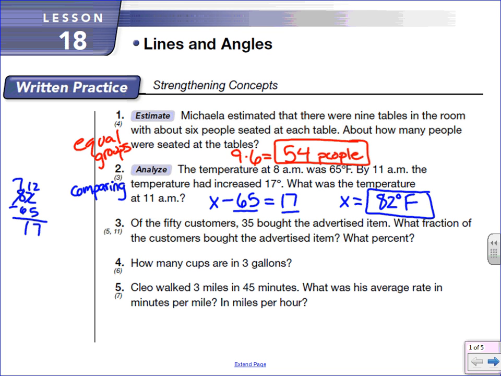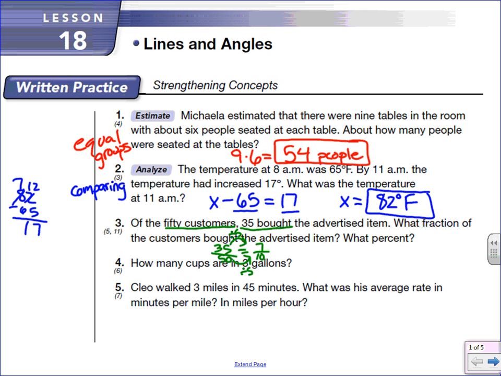Of the 50 customers, 35 bought the advertised item. What fraction of the customers bought the advertised item? So when we're talking about what fraction bought it, we take the total number who bought out of the total number of customers. So 35 out of 50, and then we reduce. Well, 5 can go into both of those. So 35 divided by 5, 50 divided by 5. 35 divided by 5 is 7. 50 divided by 5 is 10.